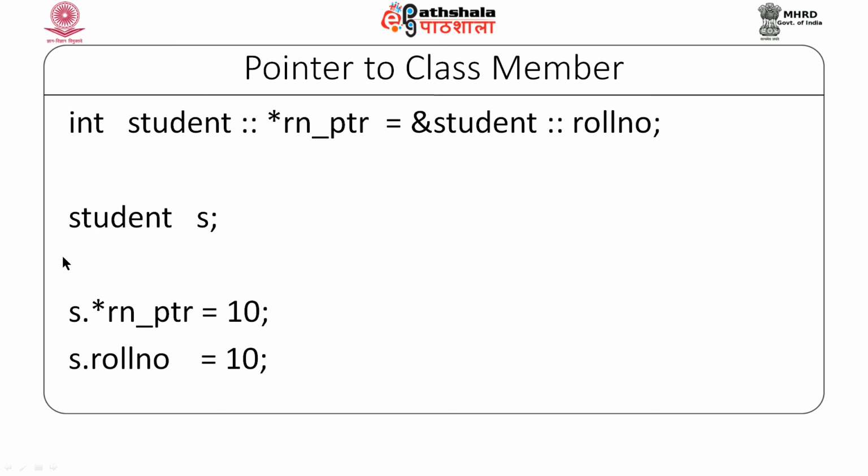Now, how would we use it? Let us say we define an object student S. If I want to refer to roll number, I can say S dot roll number. Again, here the condition applies that the roll number has to be public, then only we will be able to do it in non-member functions. If it is a member function, then we will be able to access it like this. So, to access roll number, I can say S dot roll number. If I wish to access this roll number using this pointer, I can also say S dot star RNPTR is equal to 10, because we are dereferencing RNPTR.